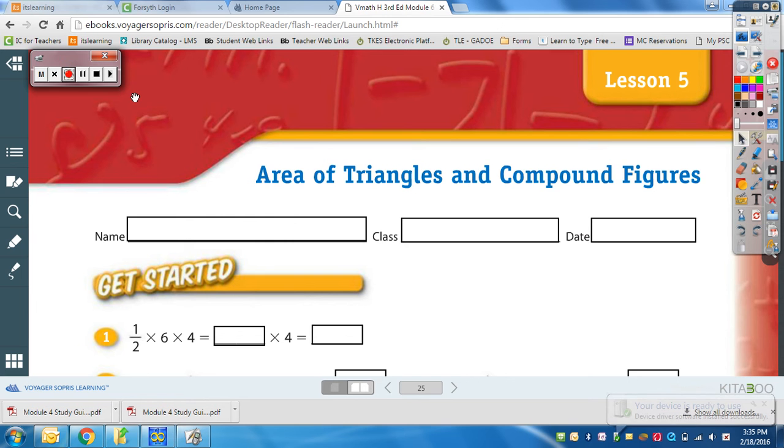Module 6, Lesson 5, Area of Triangles and Compound Figures. Area of triangles and compound figures.